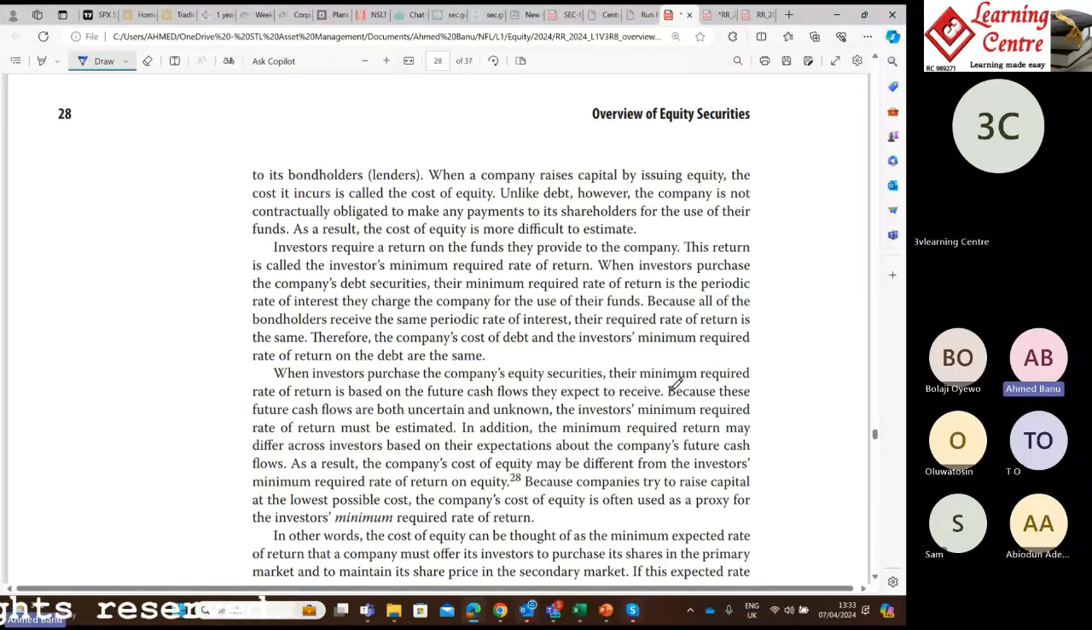They are looking at it differently. Remember when I taught you the efficient market hypothesis? When I taught you the last class, I said intrinsic value. People are talking about their intrinsic value differently. They see things differently. So as a result, their required rates of return are different.